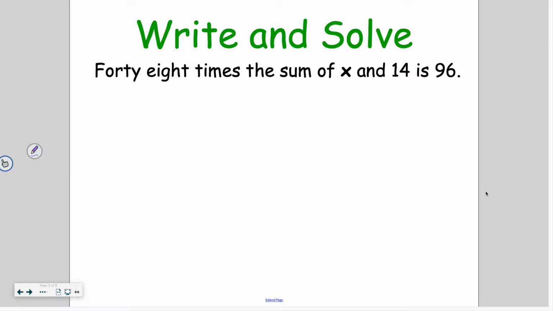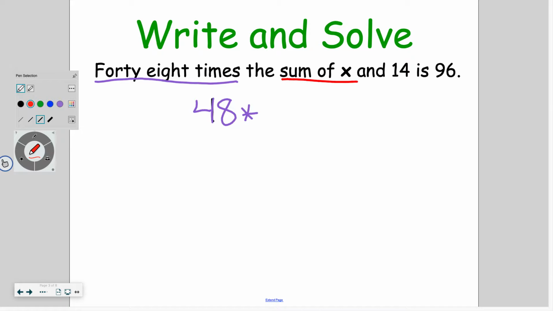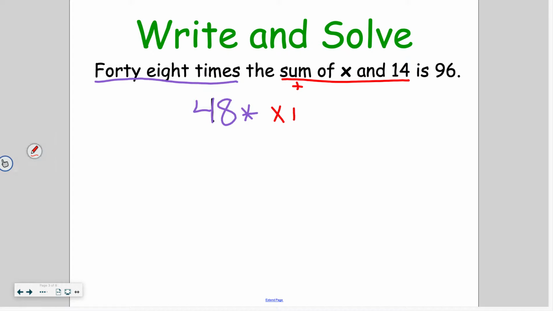So, for our first word problem here, we've got 48 times the sum of x and 14 is 96. So we're going to go through and break this down piece by piece. First, it says 48 times. So 48 is going to be multiplied by, the next piece says, the sum of x and 14. Sum means adding, so we've got x plus 14. Now, right now, as we're reading it, it says 48 times x and then plus 14.